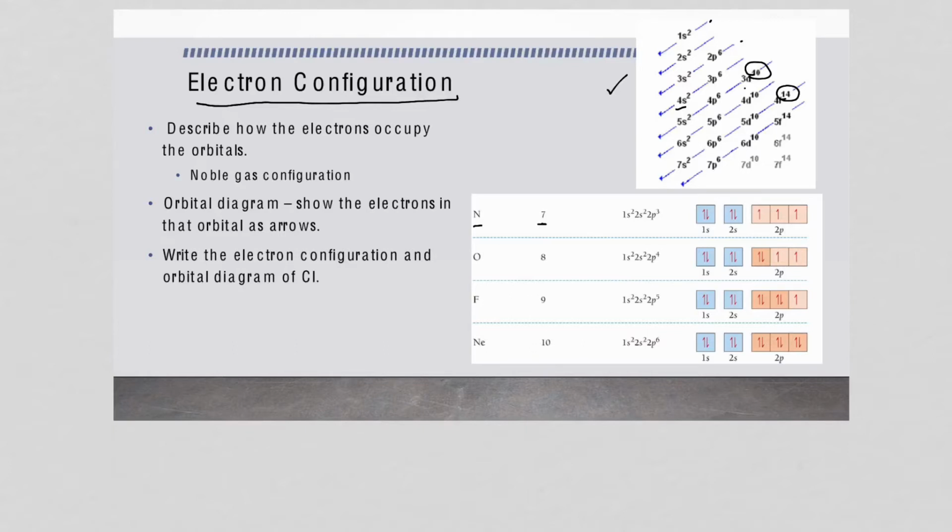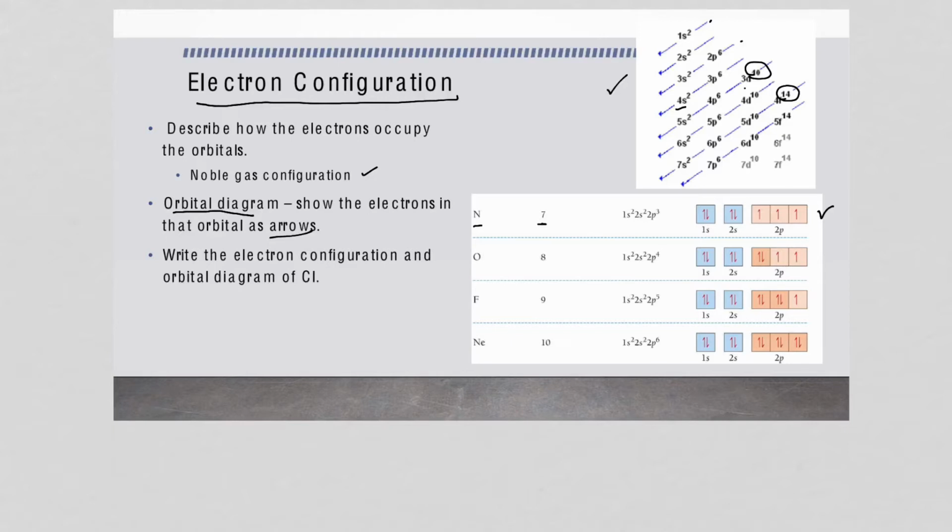Now, there's also what's called the noble gas configuration. This is really a shortcut where we use the noble gas to represent a block of electrons. We'll get to this in a second and we'll do an example. Now, an alternative way to do this, besides an electron configuration, is what we call an orbital diagram. This is a more descriptive way to show the electrons using arrows. If we look over here, we can see the orbital diagram that would go along with these electron configurations.